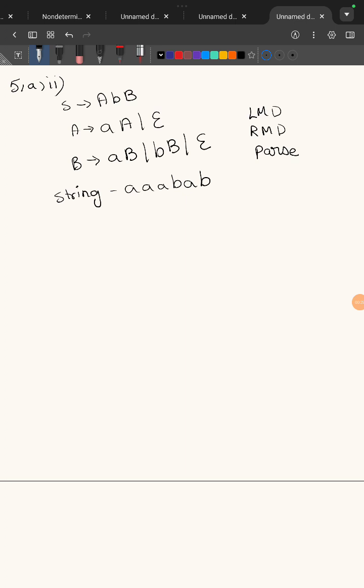So go steady. Even other things like what is the yield of the tree, what is sentential form, what is ambiguous grammar, what is inherently ambiguous grammar, those things you go steady with the example, so that in the question paper you will have a high chance of these questions. They will ask like this, a 5 mark question, like one part of a question.